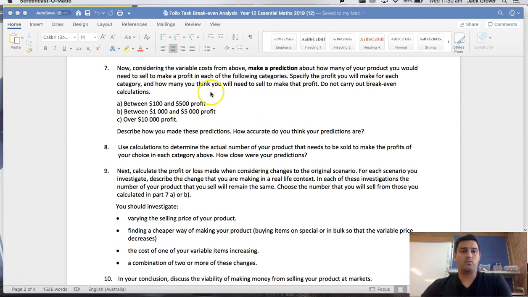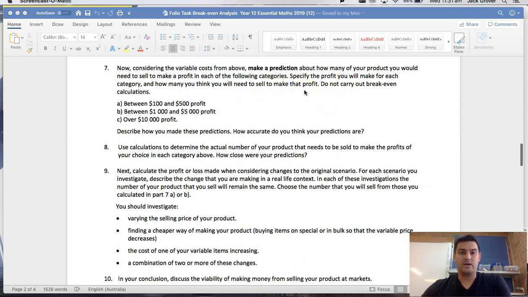Okay. Once we get down here, and this can be a little bit confusing, we're considering our variable costs. So I want you to make a prediction about how many of your product you would need to sell in order to make a profit in each of the following categories. So if you are going to make between $100 and $500 profit, how many do you think you might need to sell? I don't want you to calculate it just yet, but I want you to make a prediction for each one of these three. All right.